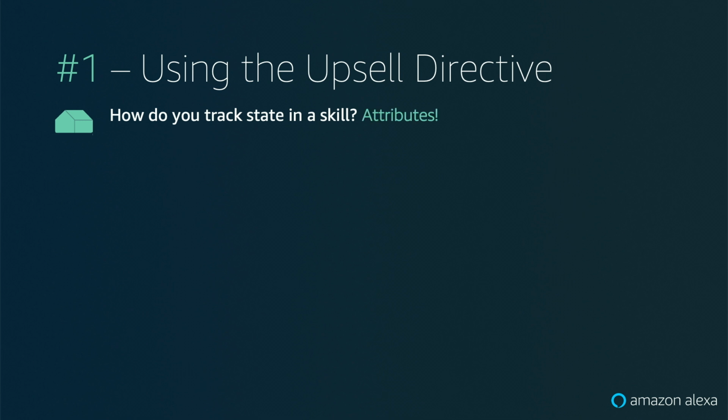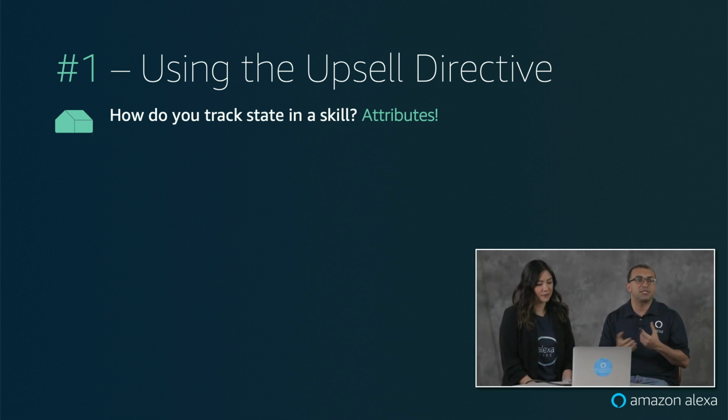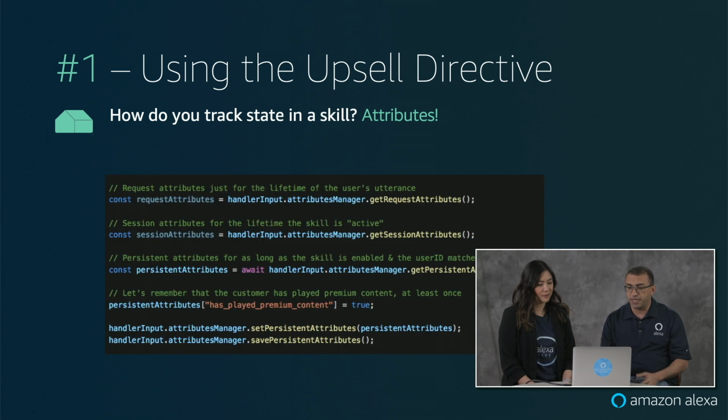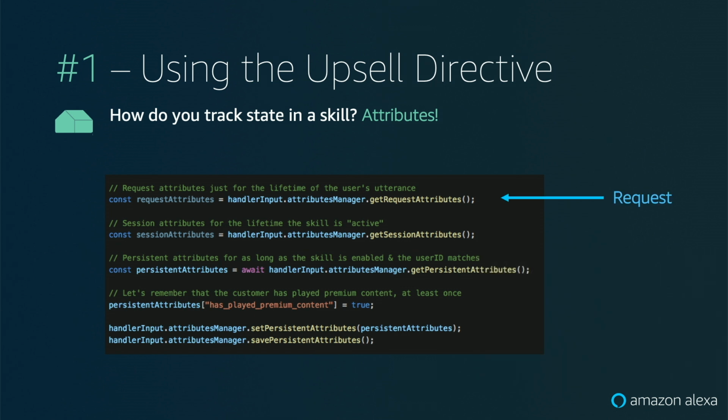So a little bit of introduction. We have 3 scopes of how we track state or attributes in the skill. We have request-based, which are short-lived and only available during the request. We have session-based, which are available during the skill session. And then we have persistent attributes, which you can set up to persist in a DynamoDB so that they're available between launches of the skill. And you can see here, it's very simple to get and set those attributes.